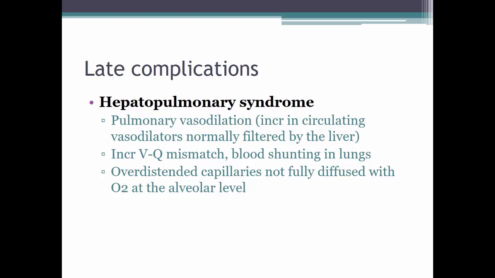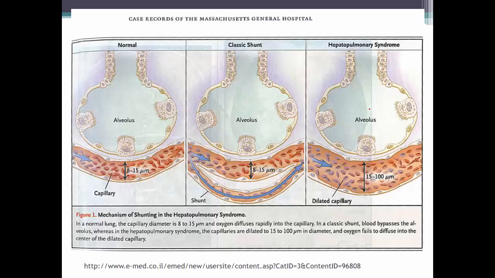So this is basically due to a redistribution of vasodilatory substances that are released. Patients actually feel better when the volume is redistributed in the recumbent position. So there is an increased ventilation perfusion mismatch with shunting of blood in the lungs, over distending the capillaries that are not fully diffused, creating a hypoxemic event.